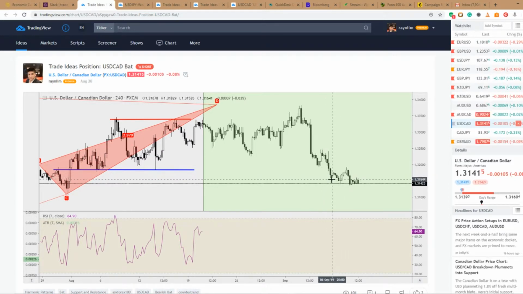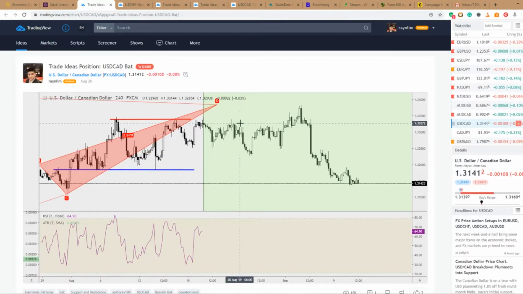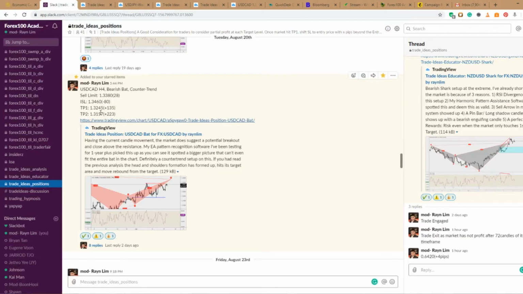You should expect some form of resistance, or support. If you manage to break, you'll break a lot. It will go down by a lot because it's an important level. 1.3245, that's my target 2. Let us have our target 1. 3245.